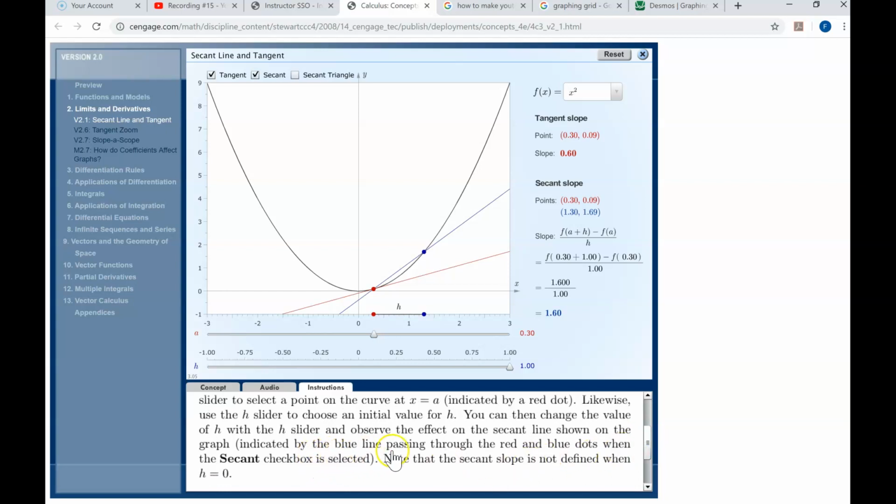Okay, and again, that's indicated by the blue line passing through the red and blue dots when the secant checkbox is selected, which it is up here. Note that the secant slope is not defined when h is 0. All right, so as you can see here, this is a secant line, still intersecting 2 points, and then eventually when it's there, now it's intersecting at 1 point.